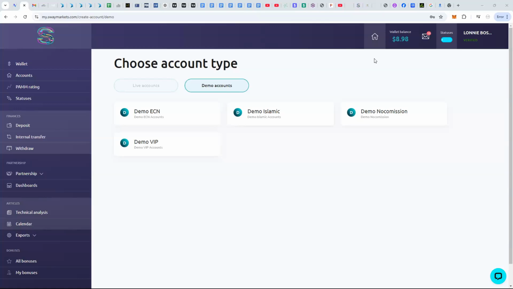Hello, everybody. Today I'm going to show you how to make a trade on the Sway charts. It's very simple. I'm going to start a demo account. And so this is Sway Markets.